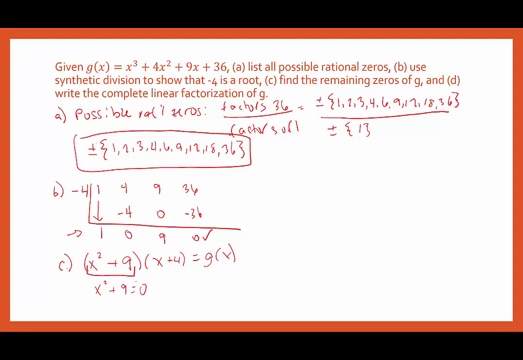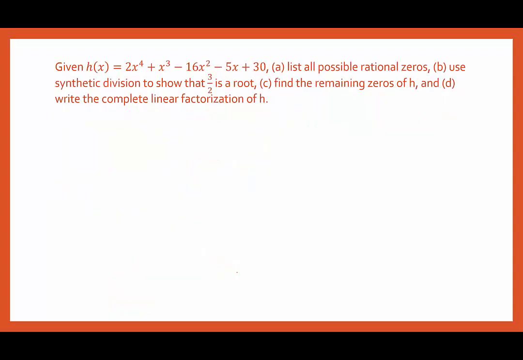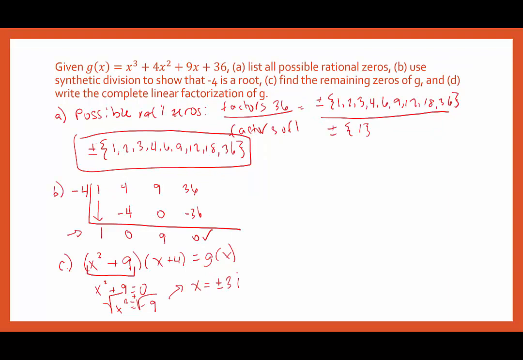If I want to, I can subtract 9 from both sides. That would give me x squared equals -9. And then take the square root of both sides. When I take the square root of the numerical side, I do include that plus or minus. The square root of -9 is 3i. So I would end up with plus or minus 3i.